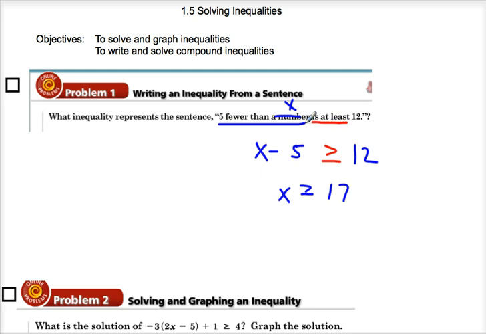And that's all we needed to do on there, was write an inequality. Well, actually, we didn't need to solve it, so I got ahead of us there. That's all you would solve, just add over the 5. But the inequality is this part right here. Okay?